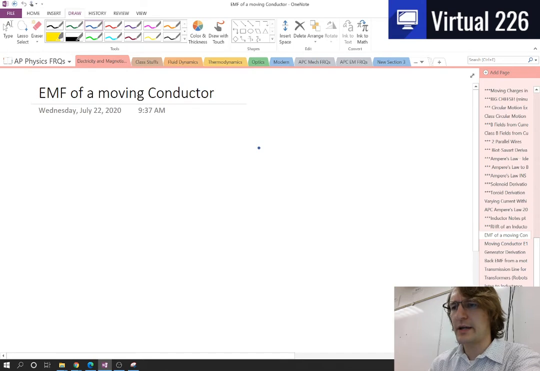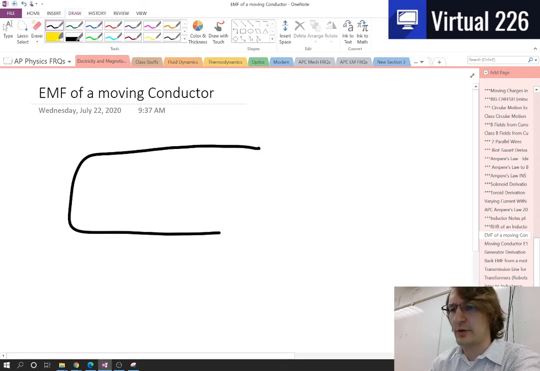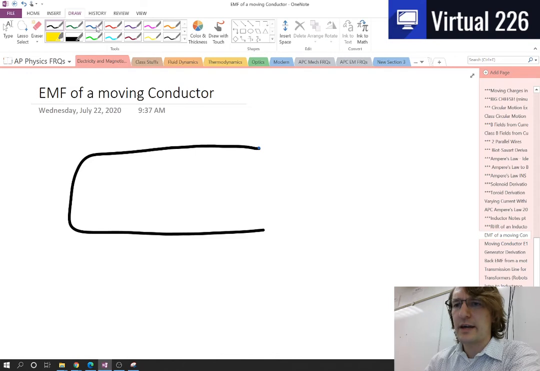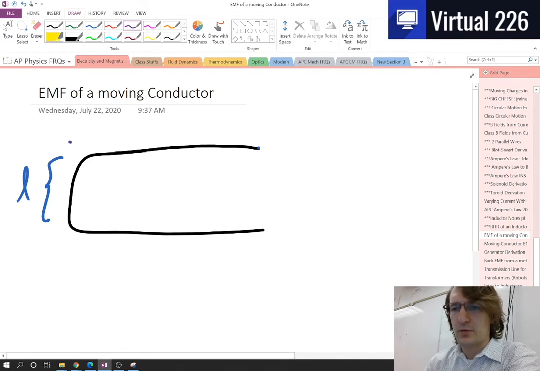I'm going to create a rail. Okay, so here is a metal rail. It's some conductive rail, and we're going to say it's square enough in shape. And we're going to say here that this has some length L. And we're going to say that there's a B field uniform around this rail and inside this rail coming out of the page. So it's a uniform B field here.